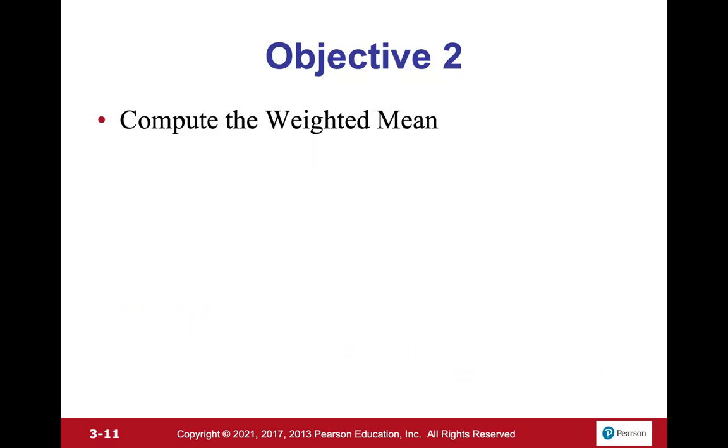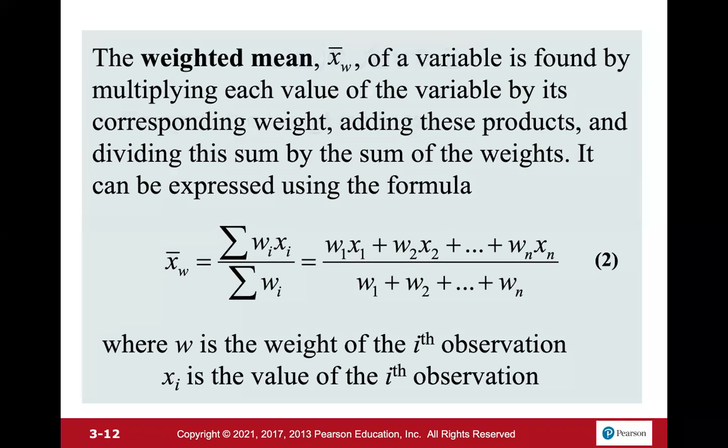All right, so now compute the weighted mean. So the weighted mean is going to be just the tiniest bit different from the grouped data. The weighted mean X bar of W of a variable is found by multiplying each value of the variable by its corresponding weight, adding these products together and dividing the sum by the sum of the weights. It can be expressed using this formula. So instead of it being F for frequency, we have W for weights. And the two could kind of go hand in hand, but it's not exactly frequency, right? It's going to be a little tiny bit different.